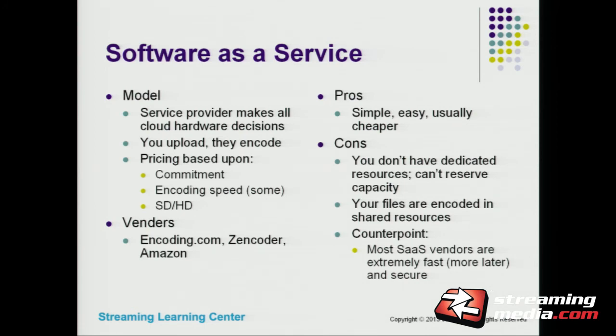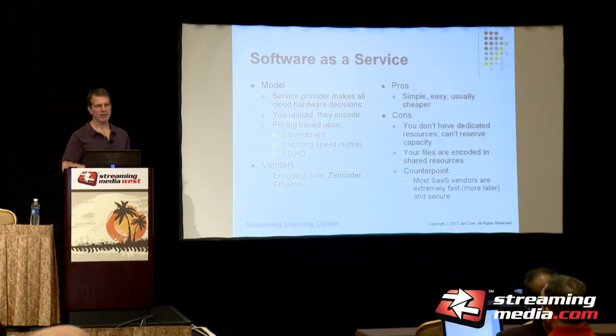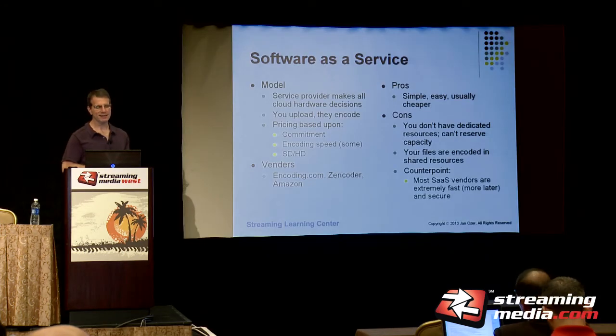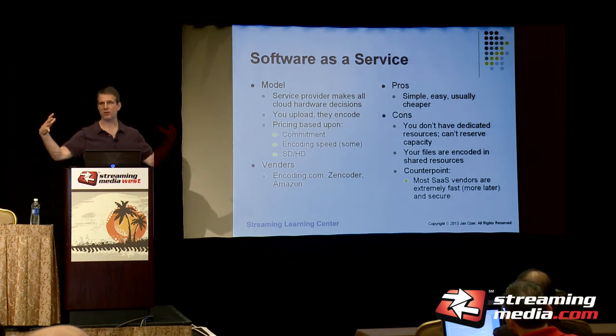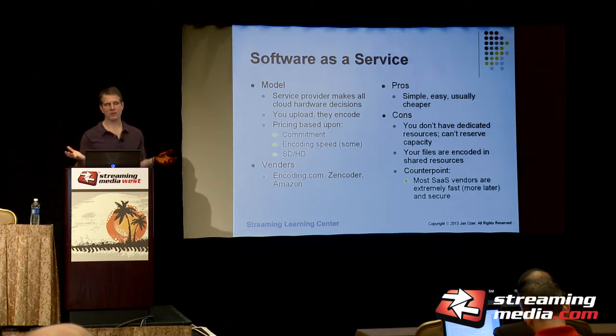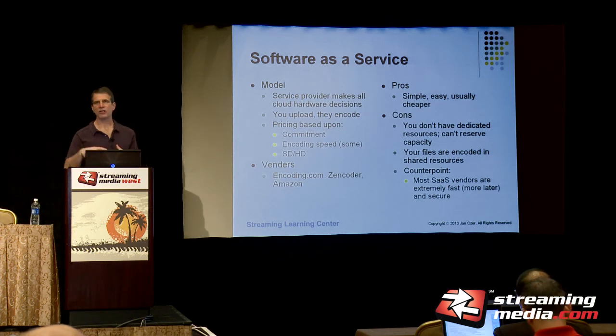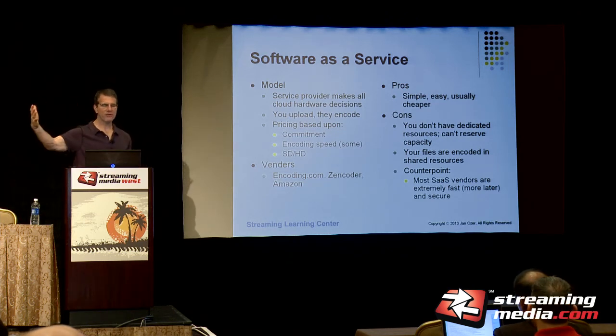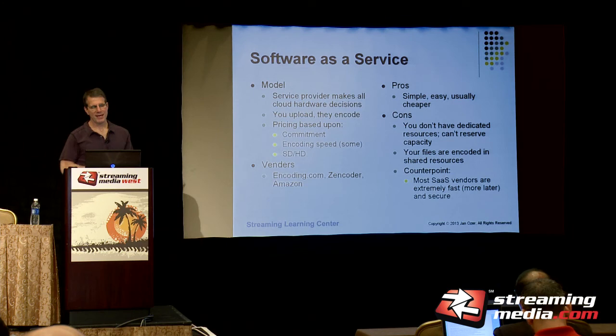The bulk of the market entrants in cloud encoding are software as a service, or SaaS. And here the business model is, the service provider makes all the hardware decisions. They contract with Amazon, they contract with Microsoft, and then all you do is upload. They encode the videos for you and send them where you want them. Pricing is based upon commitment and encoding speed for some, like Encoding.com, and whether the file is an SD or an HD file, like Amazon. Vendors that we know and love in this category are Encoding.com, Encoder, and Amazon.